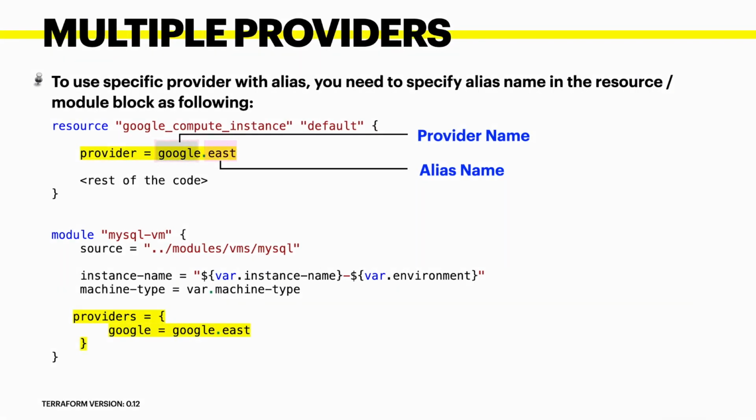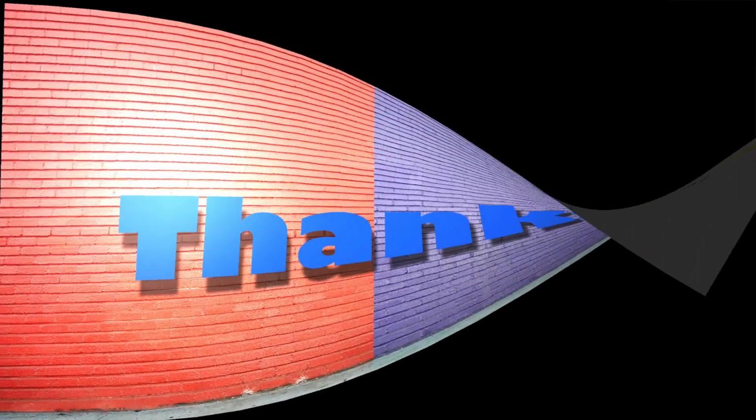And if you need to specify the provider information in a module, in that case you need to provide the provider information as specified in this block. So when the module is called, the default provider for that module will be as defined in the module block here.